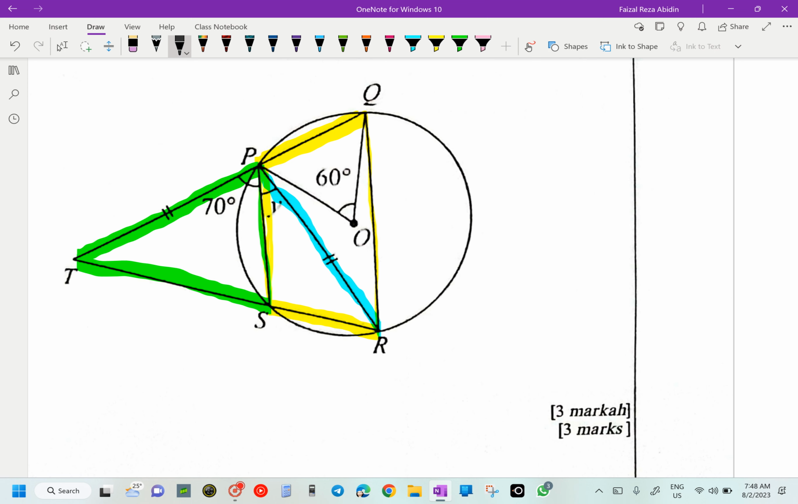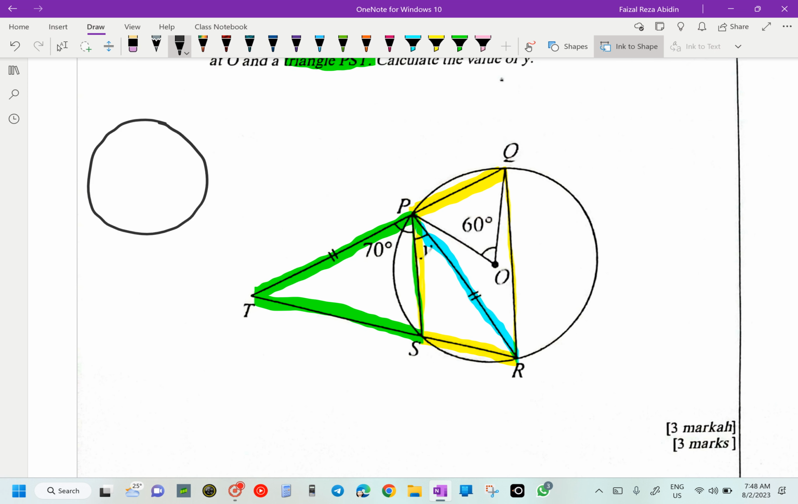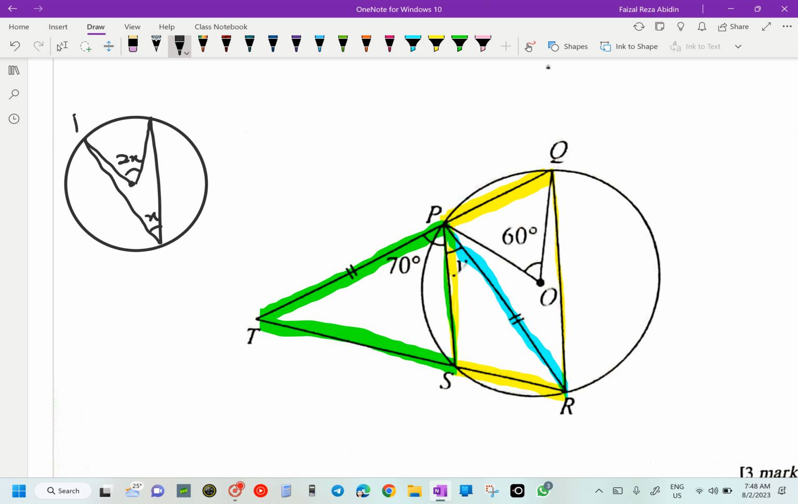This one, remember back what we have. With the same arc, the angle at the center is 2 times the angle at the circumference. Did you remember? So we have over here PQ. If at our center here is 60 degree, means that this one is going to be half. So 30 degree. Okay.